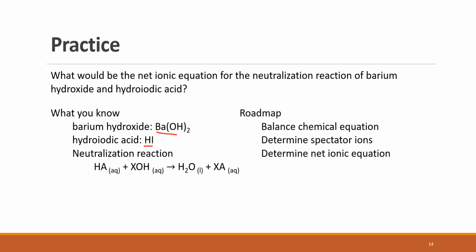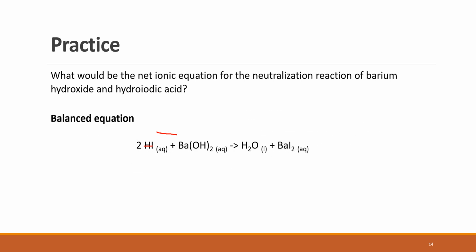Our next steps will be to write the balanced chemical equation with the products. Then we will determine the spectator ions and get rid of those so that we can figure out what the net ionic equation should be. So here is the balanced chemical equation.